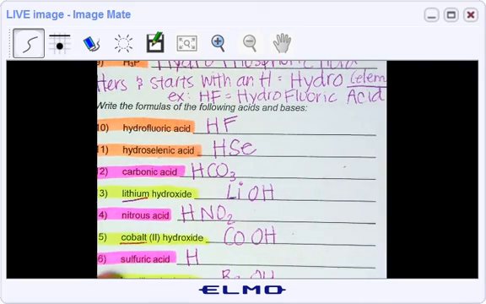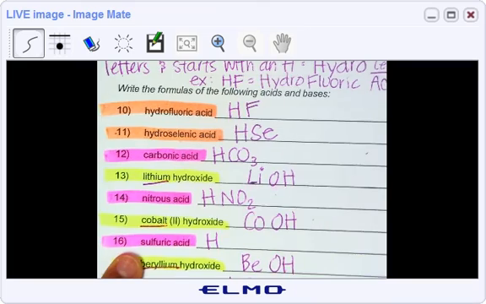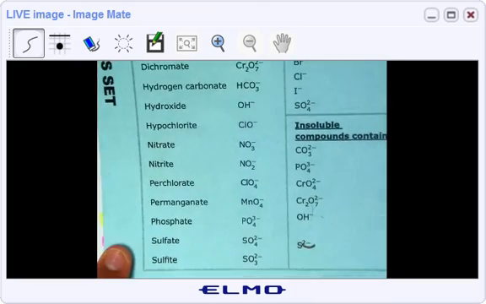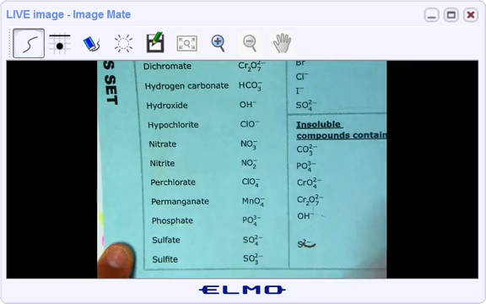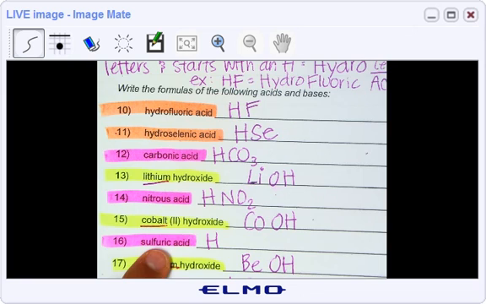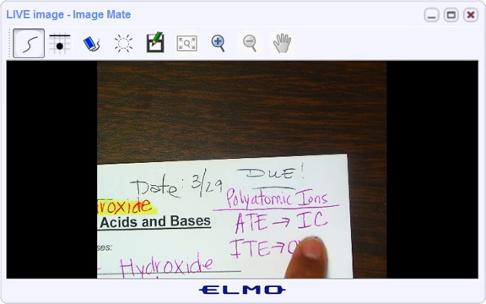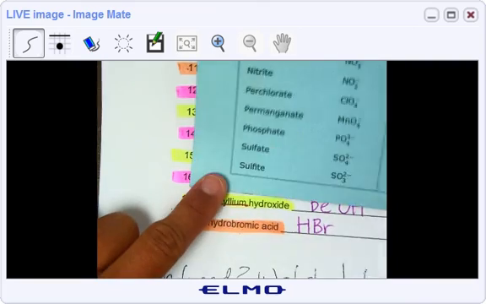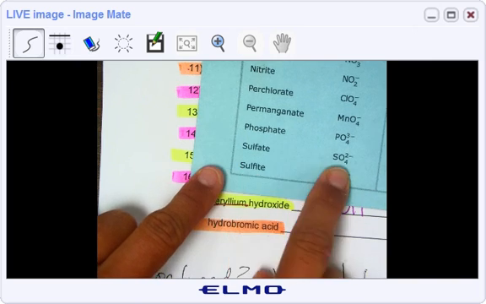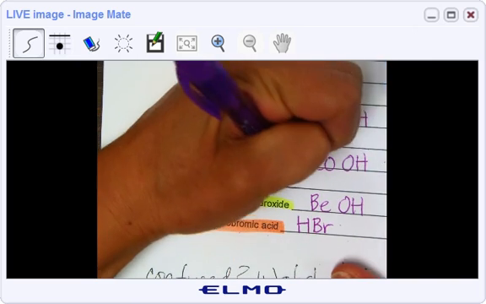Done. Now sulfuric acid, what do you think that sounds like from the polyatomic chart? Sulfate or sulfite. Well, what is it? It ends in an IC. So if it ends in an IC, it originally started as an ATE. So I would use sulfate because that ends in an ATE, and that is SO4. So I would write SO4.